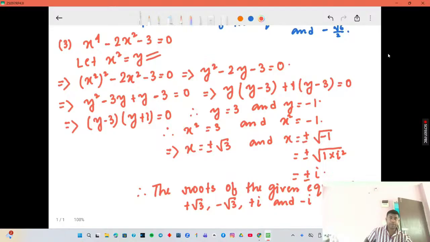If the power is given as 4, here the powers are 4. Okay, you have to remember it. Here the powers are given as 4.